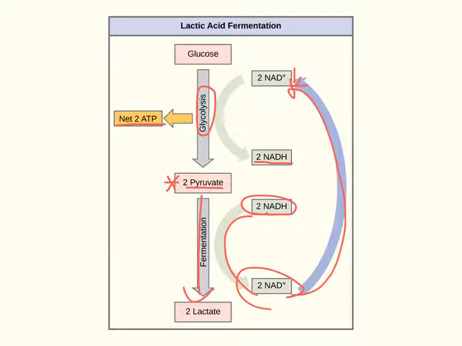Unfortunately, the buildup of lactate or lactic acid in muscles causes soreness and cramping. Eventually, oxygen becomes available again and pyruvate is directed back into the aerobic respiration steps.